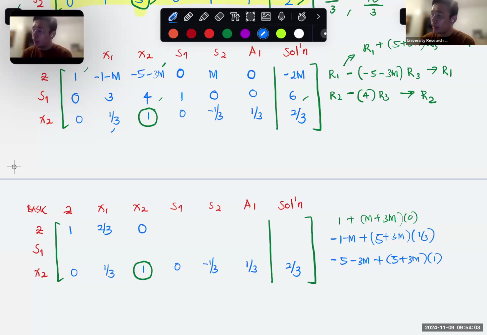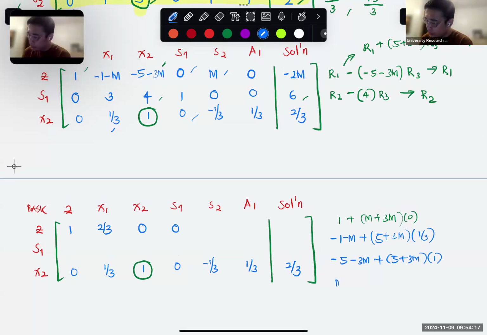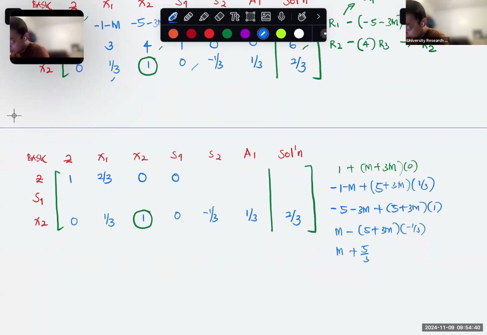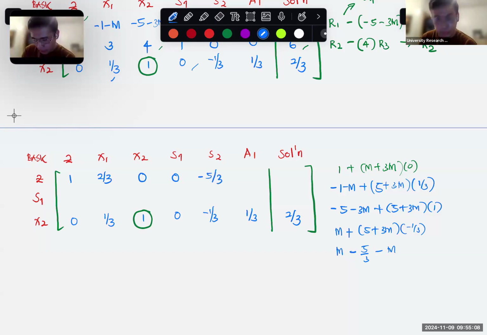And then for our S1 column, this is 0. R3 is 0 as well. So therefore, automatically that will be 0 as well. And then the next one, the S2. So we have M. So minus 5 plus 3M. Multiply it with negative 1/3. That will become M. So plus 5 over 3. And then negative, negative, positive. Sorry, it should be plus. No? So M plus 5 plus 3M. So it will become minus M. So we just have positive, or negative, sorry. Negative, because it is negative 1/3 pala. So negative M minus 5 over 3. So minus M. So it will become negative 5 over 3.